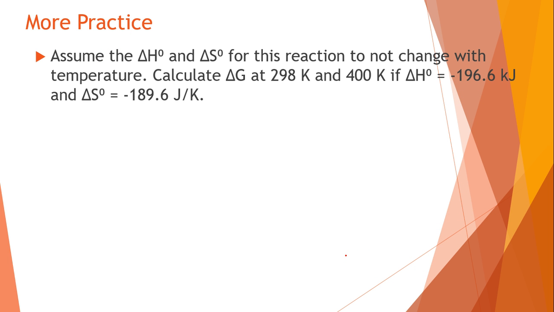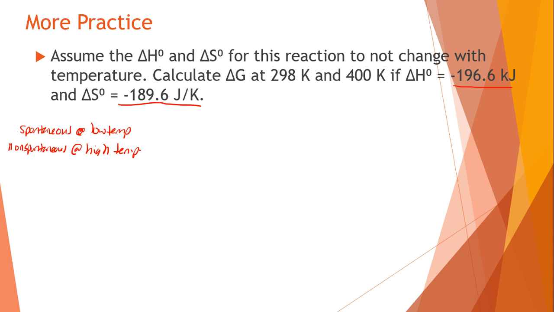So here's a problem I want you guys to try on your own. First, look at your delta H and delta S values and see if you can predict what you think is going to happen if you heat up the temperature. So now that you've looked at it, let's discuss it. Here you have a negative number. Here you have a negative number. So just like the last problem, these are going to be spontaneous at low temp and non-spontaneous at high temp.